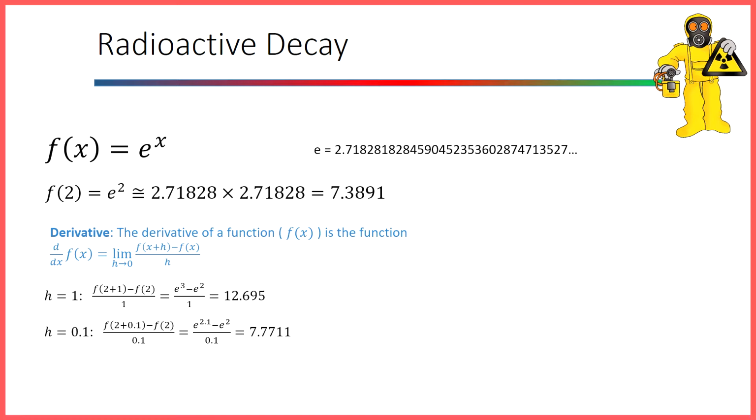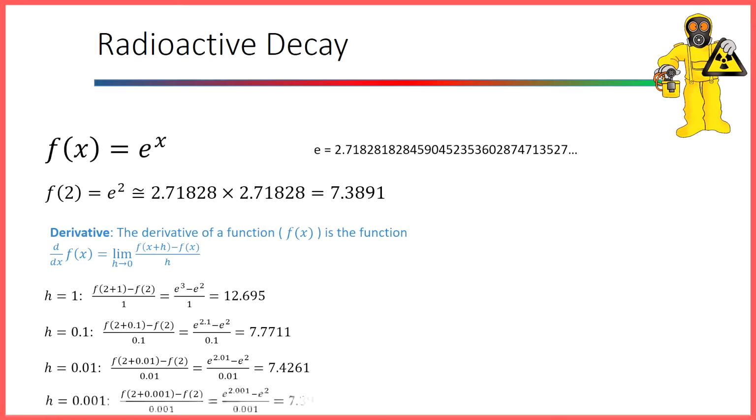And of course, we can get a bit more accurate by trying h equals 0.01, which turns out to be equal to 7.4621, or h equals 0.001, which gives us 7.3928. If you're paying attention, you'll notice that as we're making h smaller, our estimate of the derivative is getting more accurate, and it's actually getting a little bit lower each time, but it's decreasing by less each time.